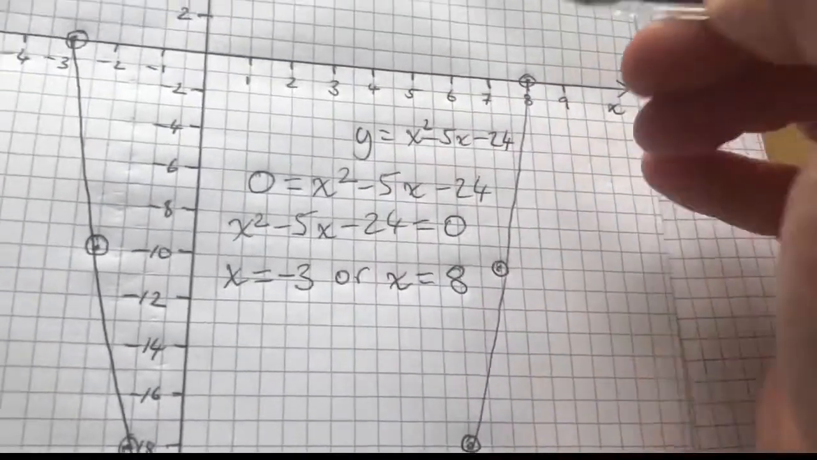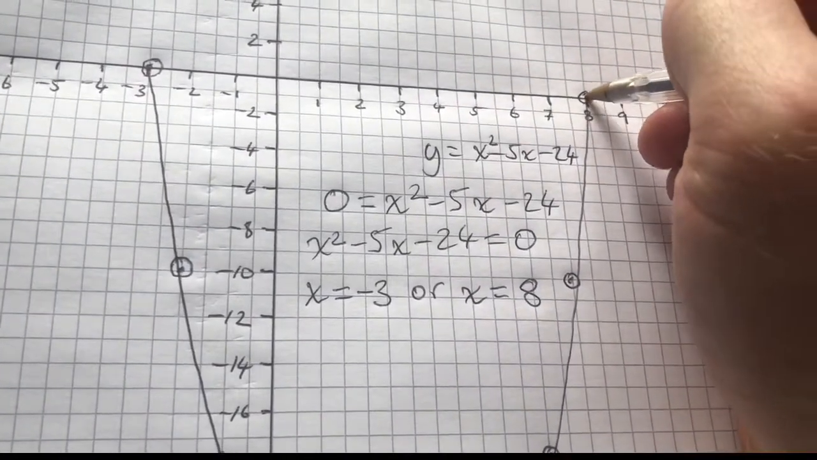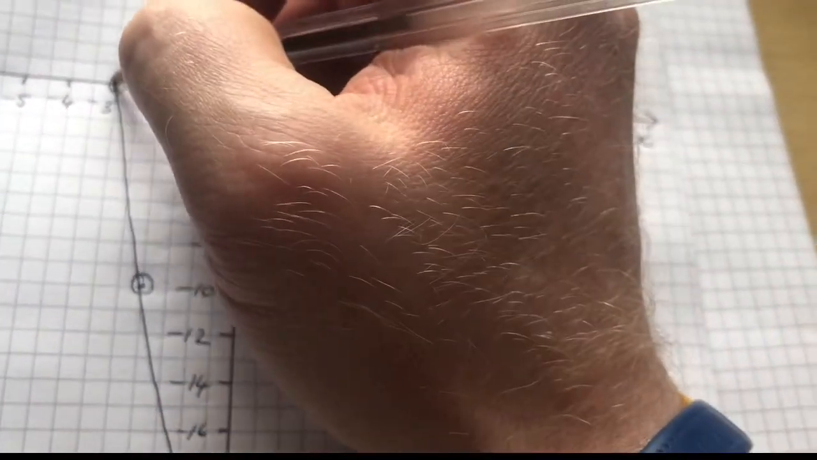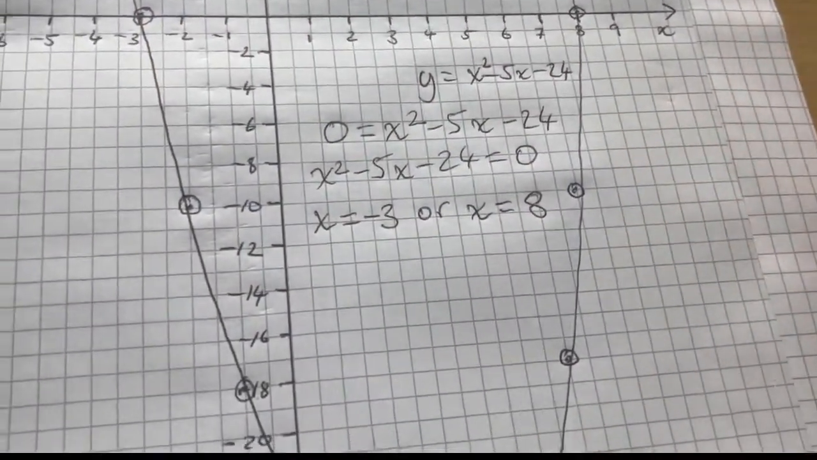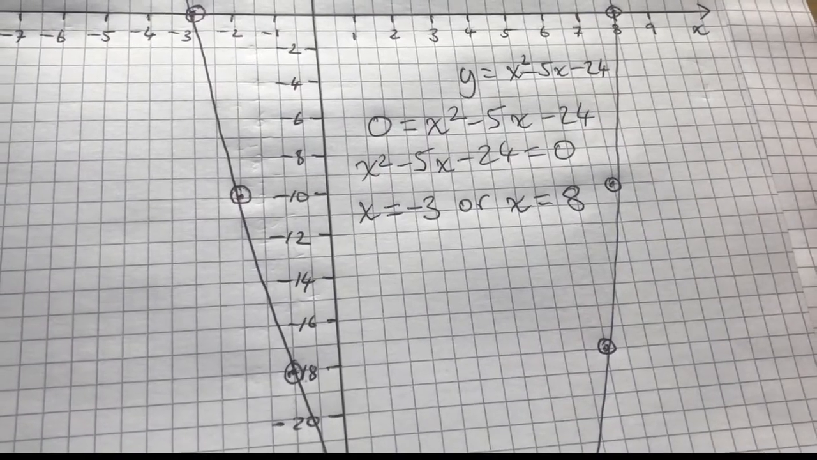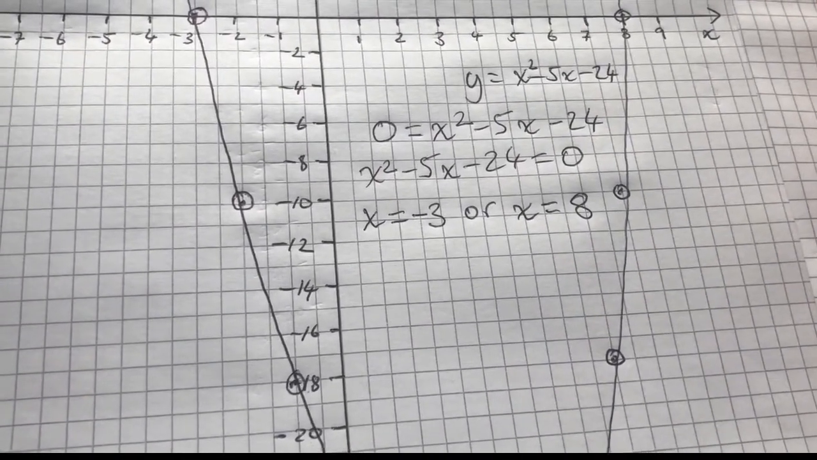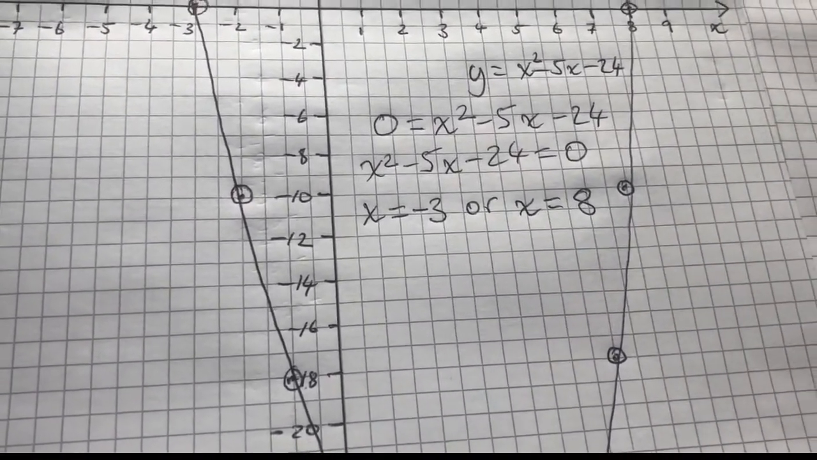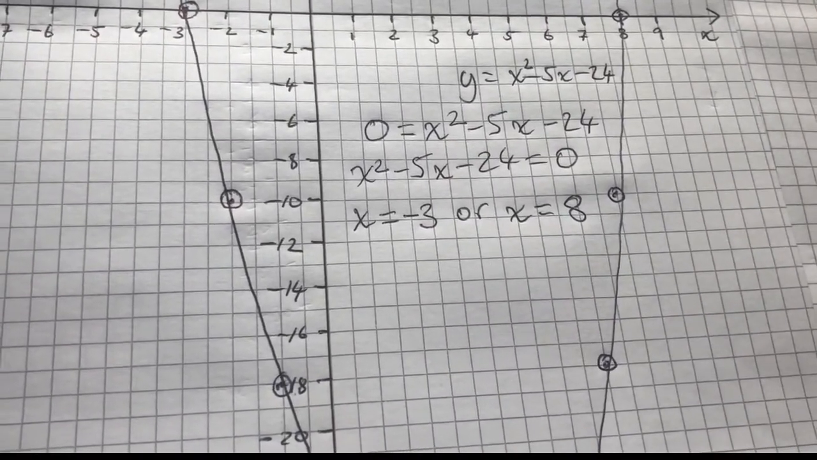If you kept on working out points, the graph would continue, but I'm just plotting the points that I've put on my table. So that is quadratic equations, which when you plot them, they give you parabolas. The shape of these graphs is called a parabola.